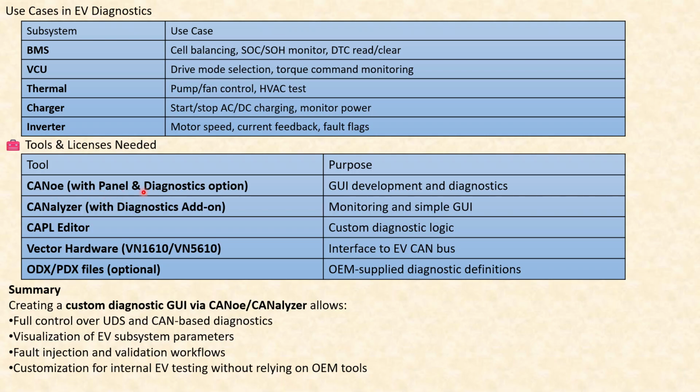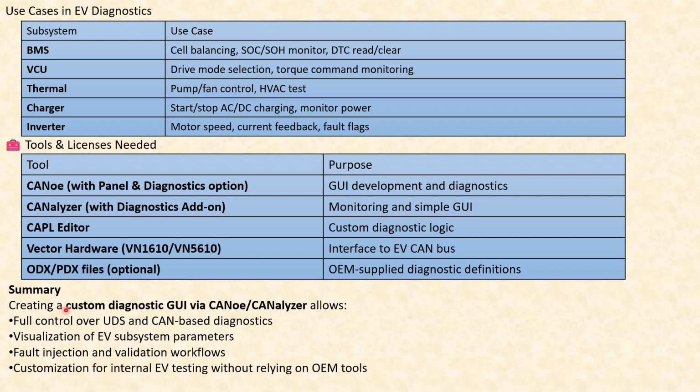Now, naturally, what are the various tools used? Licensed tools like CANoe with panel and diagnostic options, CANalyzer with diagnostics add-on, CAPL editor for writing the CAPL code, Vector hardware, which is an important tool for interfacing to the EV CAN bus, and ODX and PDX files. Of course, this is optional. This is the OEM-supplied diagnostic definition.